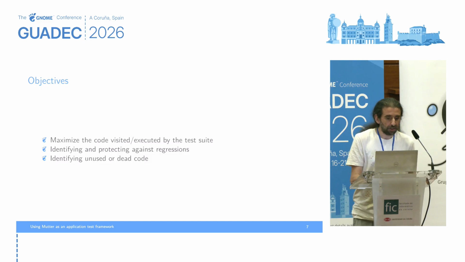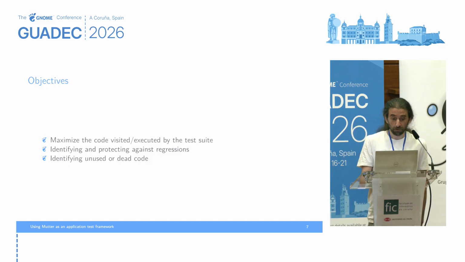So the objective would evidently be to maximize the code that is executed by the test suite, because that means you are actually testing the code. Ideally you should be testing that it works correctly for certain behavior, but actually running the code in the test suite is something to aim for, basically.